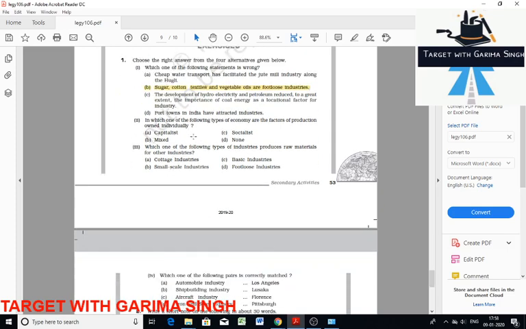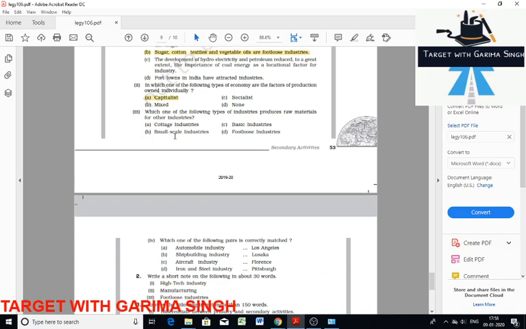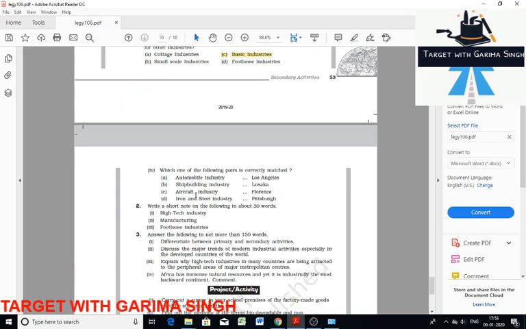In which one of the following types of economy are the factors of production owned individually? No doubt it's capitalist because their main motive is profit maximization. Which one of the following types of industry produces raw material for other industries? That is basic industry, iron and steel. Which one of the following pairs is correctly matched? If you don't know the answer of these, just go through this. Iron, steel, Pittsburgh, that is correctly matched.